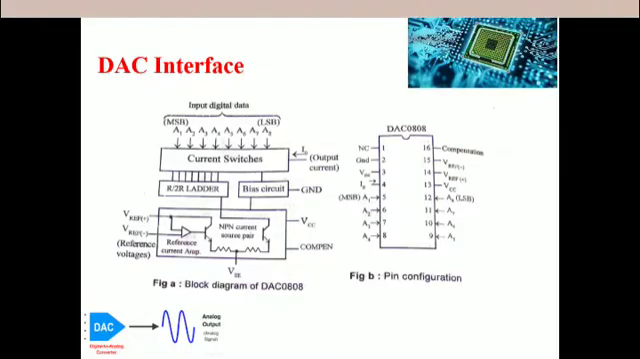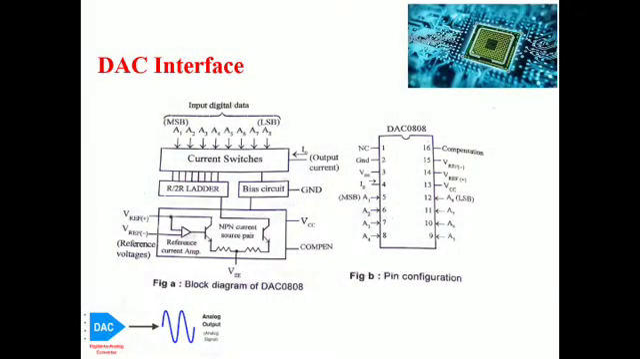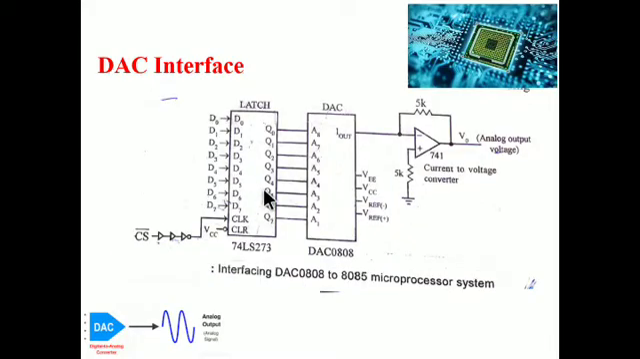The DAC 0800 can be interfaced to the microprocessor through an 8-bit latch, as shown in this figure. The chip select signal from the decoder of the microprocessor system is delayed and inverted to clock the latch. If the DAC is memory mapped, then the CS bar is from the memory decoder. If the DAC is IO mapped, then the CS bar is from the IO decoder.